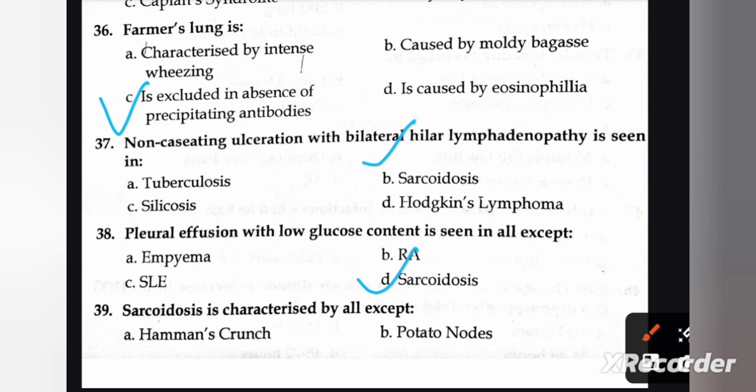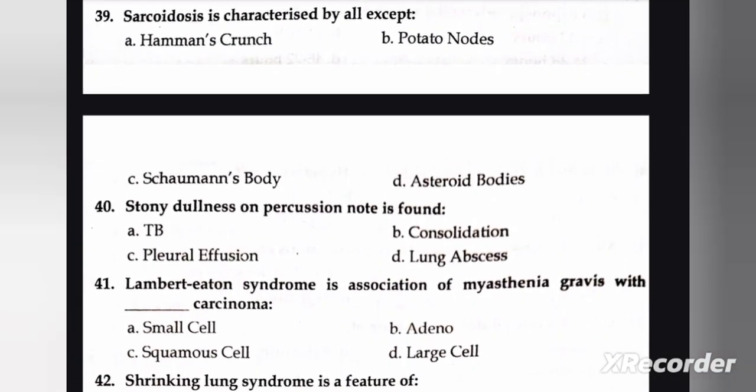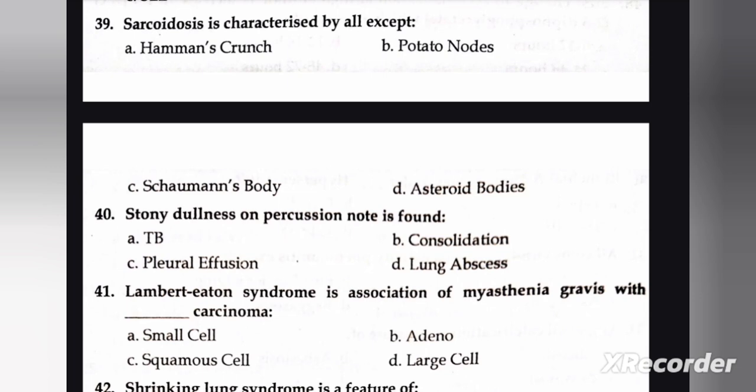Sarcoidosis. Next question is, sarcoidosis is characterized by all except A. Hammond's crunch, B. Potato nodes, C. Schaumann's bodies and D. Asteroid bodies. The right option is A. Hammond's crunch. The next question is, stony dullness of percussion note is found in A. TB, B. Consolidation, C. Pleural effusion and D. Lung abscess. The right option is C.